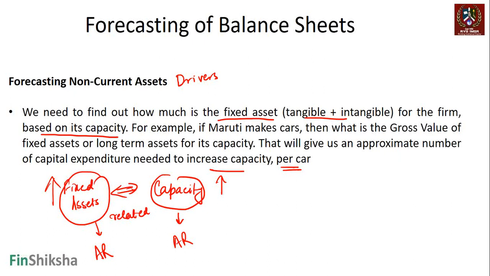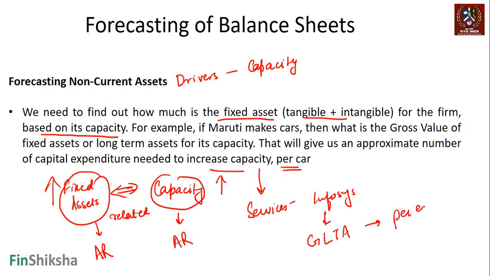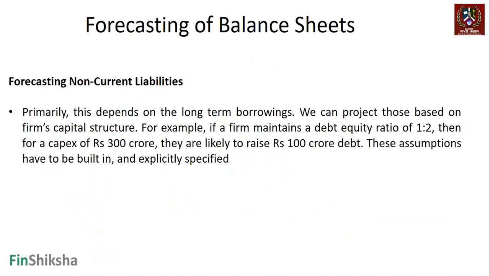We can try and understand the key drivers. The key drivers would in this case be capacity. If I was doing the same for a services firm, like let's say Infosys needs gross long-term assets on a per employee basis. They are basically looking at how many employees can sit in their facility. For every employee, they need a computer, they need a furniture piece, etc. So all their long-term assets are going to be driven by employees. Their driver is employees. The driver for Maruti is capacity of cars that can be built. It is therefore important to understand what are these drivers.